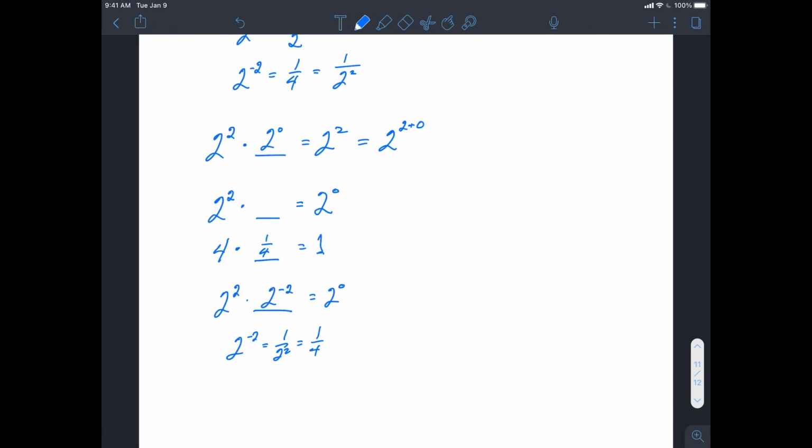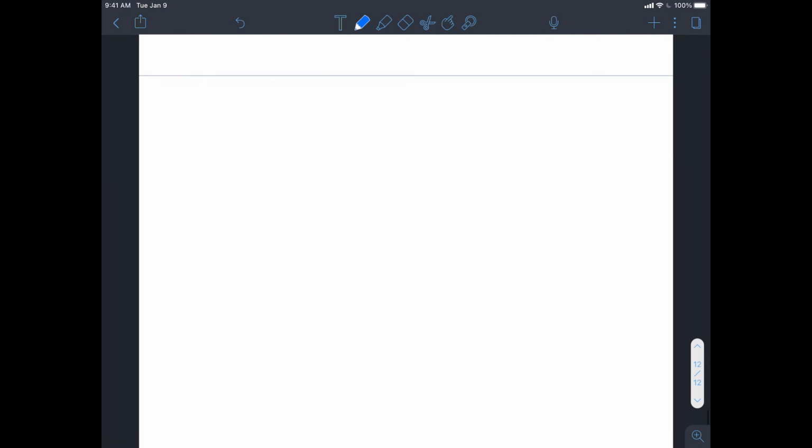So now, let's put this into some context. So, we will say that 2 to the -3 is equal to 1 over 2 to the 3rd. 5 to the -4 is equal to 1 over 5 to the 4th.